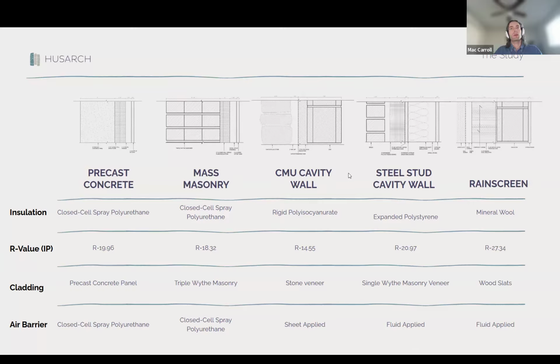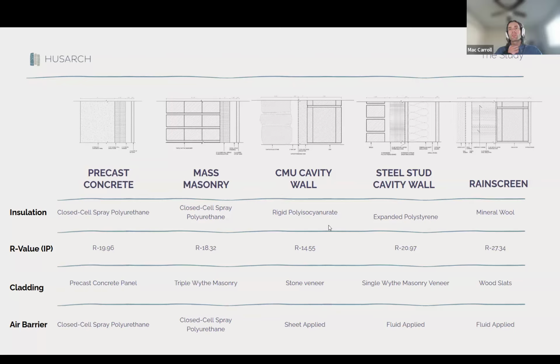So, we're looking at precast concrete, mass masonry, CMU cavity wall. That's a stone veneer wall there. We've got a brick veneer wall and then a rain screen wall as well. So kind of running the gamut of the modern wall systems that are used. I think we've encountered all of these, and I'd be interested to hear in the chat if anyone has worked on projects like this, and just to keep that in mind as we're moving through this presentation.